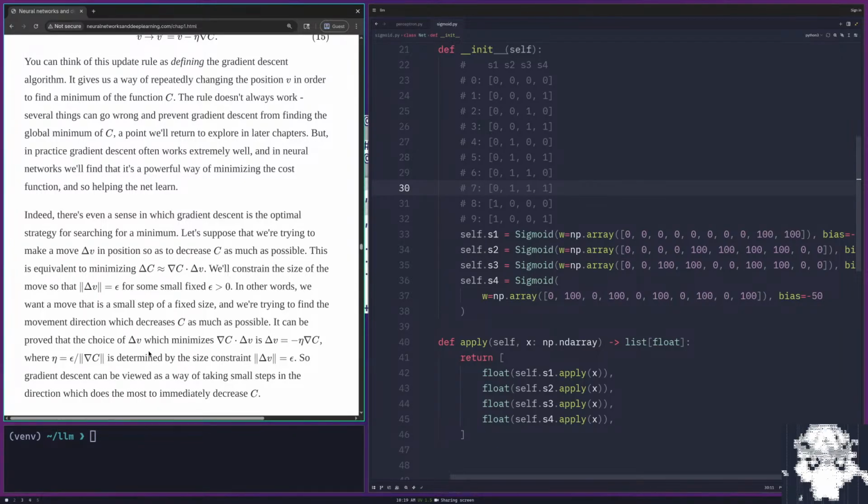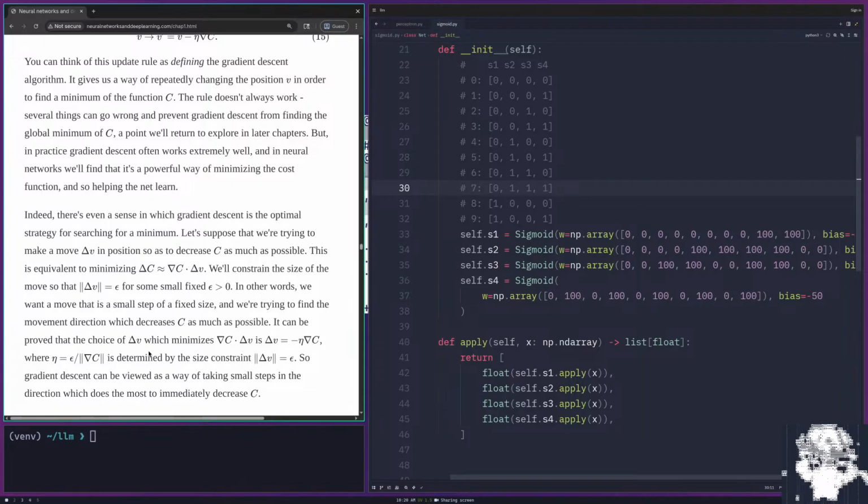Indeed, there's even a sense in which gradient descent is the optimal strategy for searching for a minimum. Let's suppose that we're trying to make a move, delta v, in a position so as to decrease C as much as possible. This is equivalent to minimizing delta C approximately equal to grad of C dot product delta v. We'll constrain the size of the move so that the length of delta v is equal to epsilon for some small fixed epsilon greater than 0. In other words, we want a move that is a small step of a fixed size, and we're trying to find the movement direction which decreases C as much as possible.